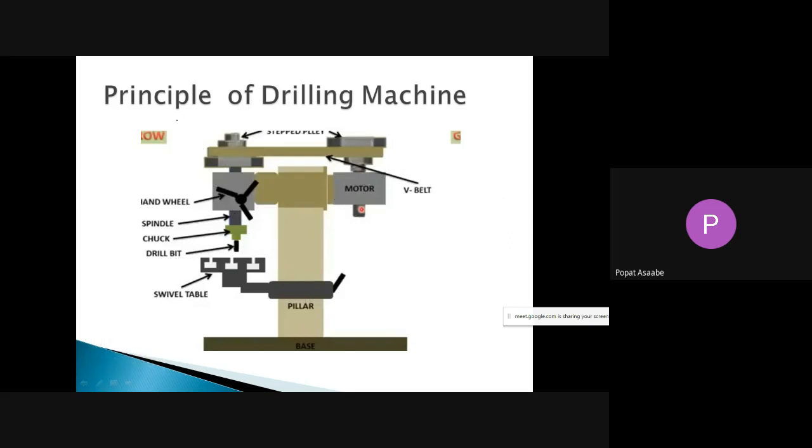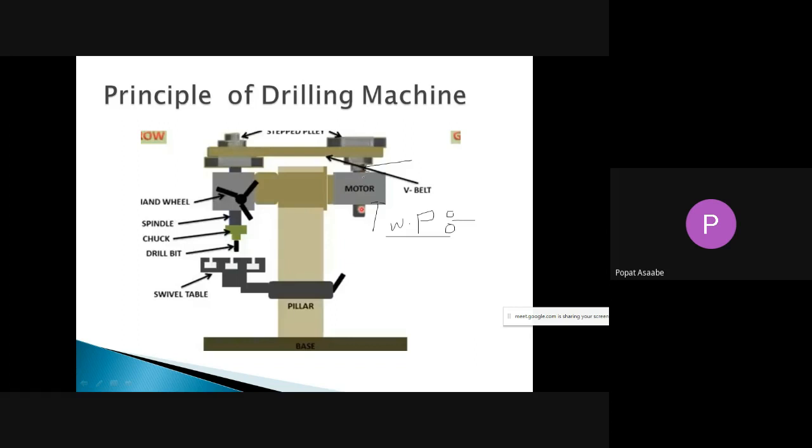Now see, I have already explained the parts of the drilling machine. Now we will discuss the working principle, how the drilling machine is going to work here. Simple. See here, this is one electrical motor. When we give the supply, the electrical motor starts to work. This is the shaft of your motor.